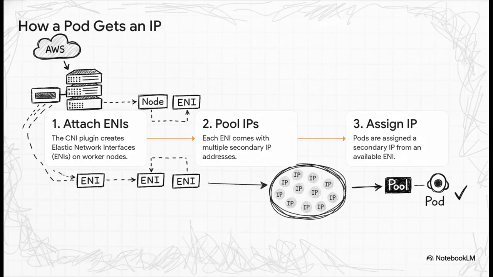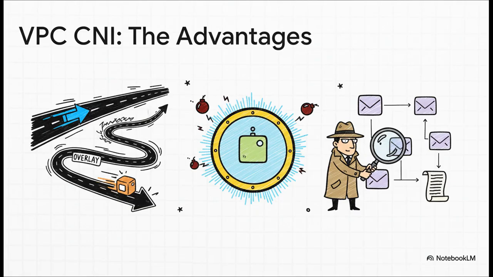It's clean, it's fast, and it's deeply integrated into the AWS network. And the payoff for doing it this way? Oh, it's huge. Because pods have real VPC IPs, you get better performance and lower network latency. You can apply standard AWS security groups directly to your pods for super granular security. And all your traffic just shows up in your VPC flow logs, which makes debugging 1,000 times easier.